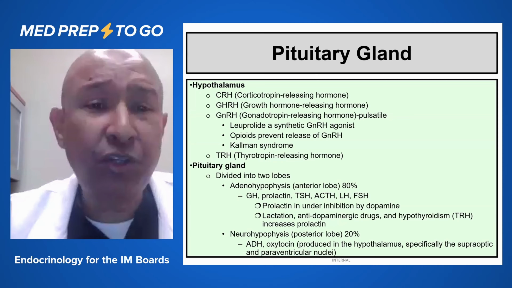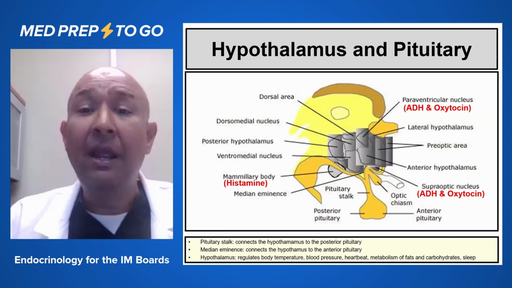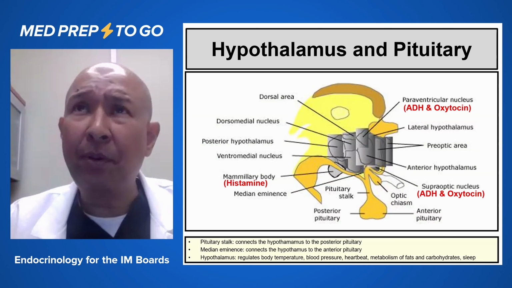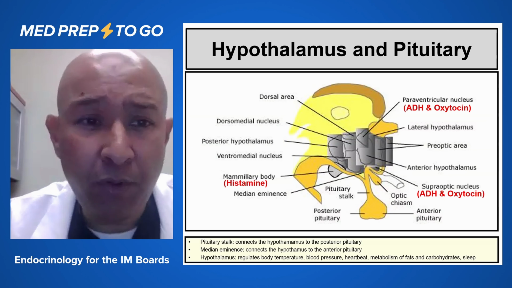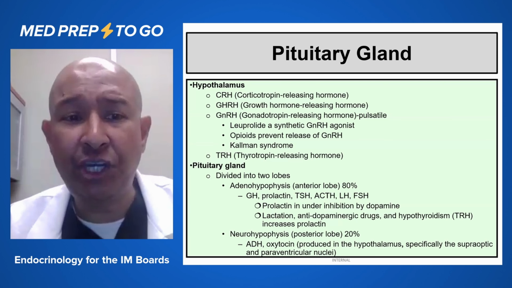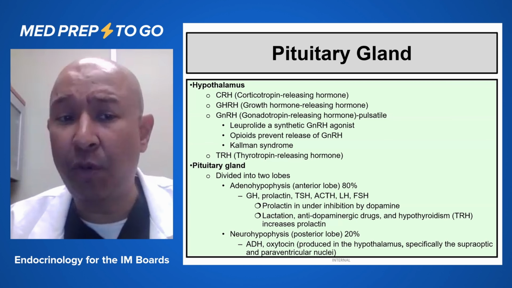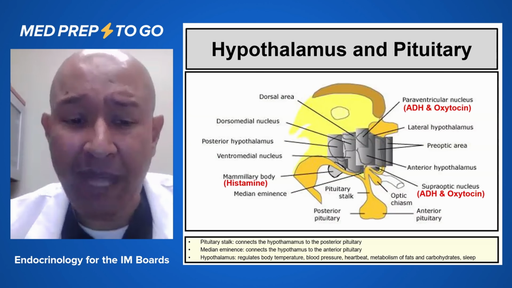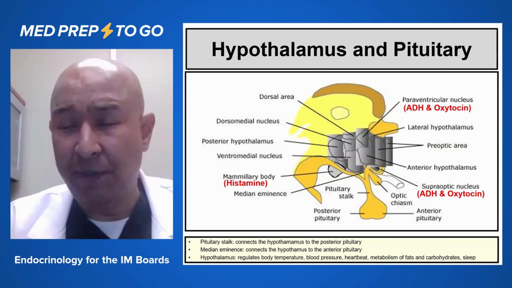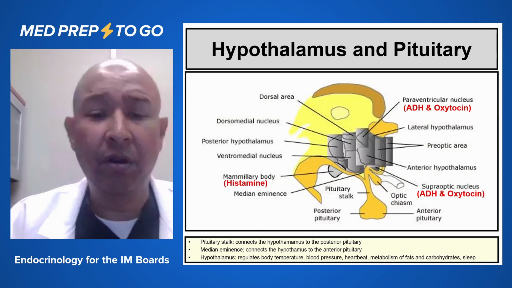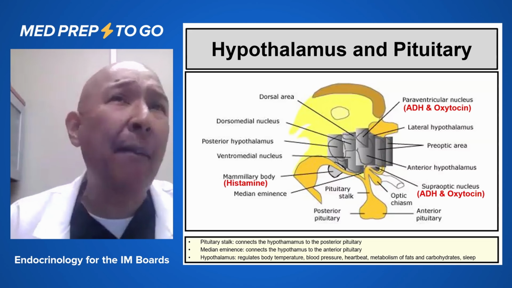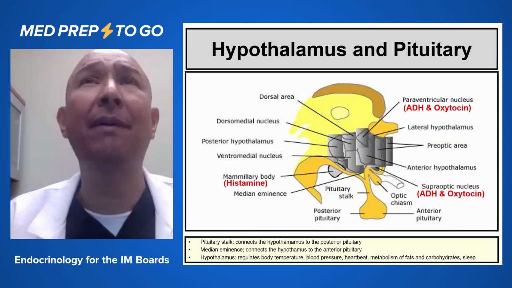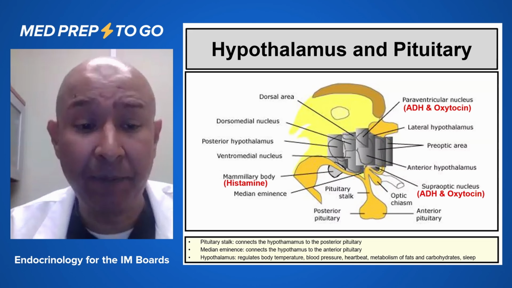So, I'm going to show you one more slide over here, and this is going to show the hypothalamus and pituitary. So remember, we talked about the hypothalamic hormones. What are those going to be? CRH, GHRH, gonadotropin-releasing hormone, and TRH. And what is the main purpose of the hypothalamus? It regulates body temperature, blood pressure, your heart rate, metabolism of fats and carbohydrates. And of course, it's super important when we talk about my favorite thing, sleep.